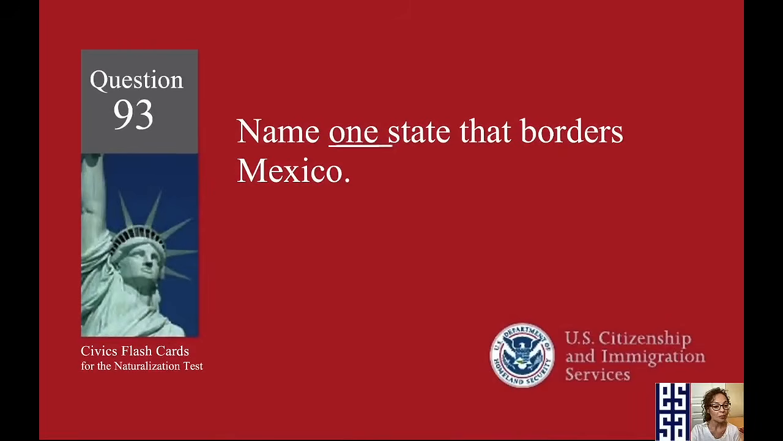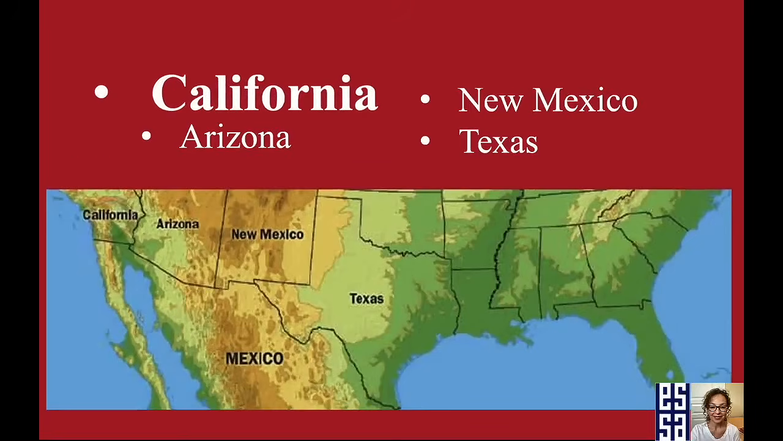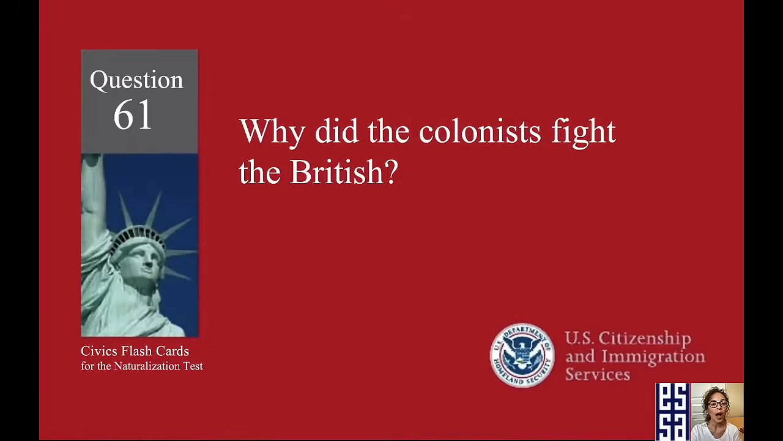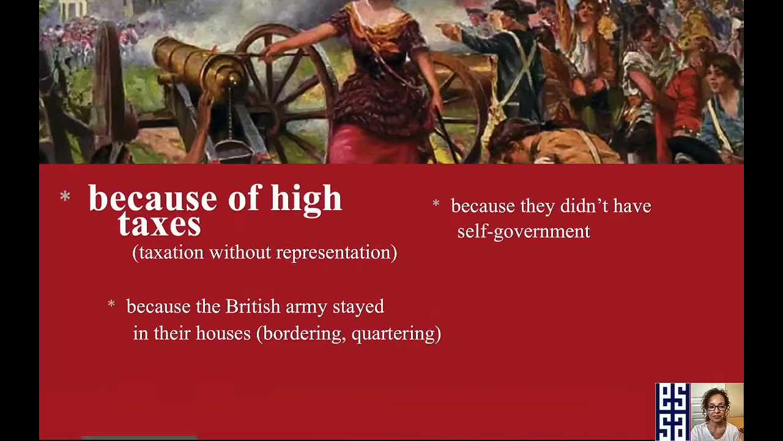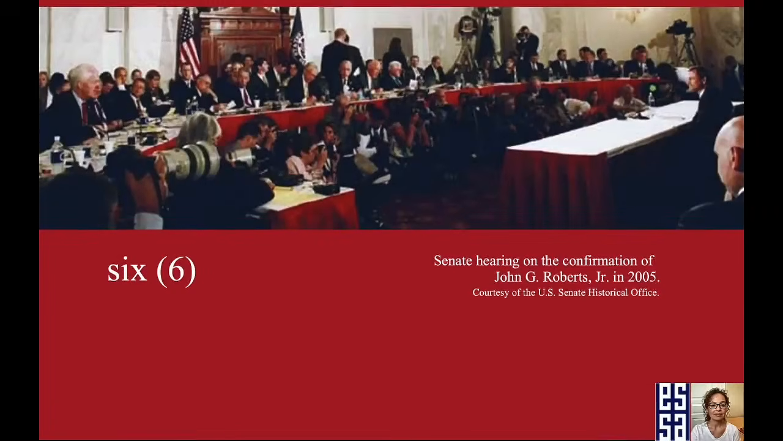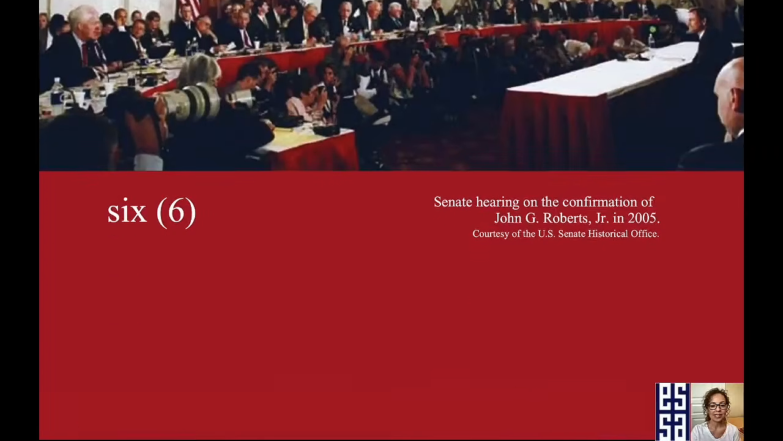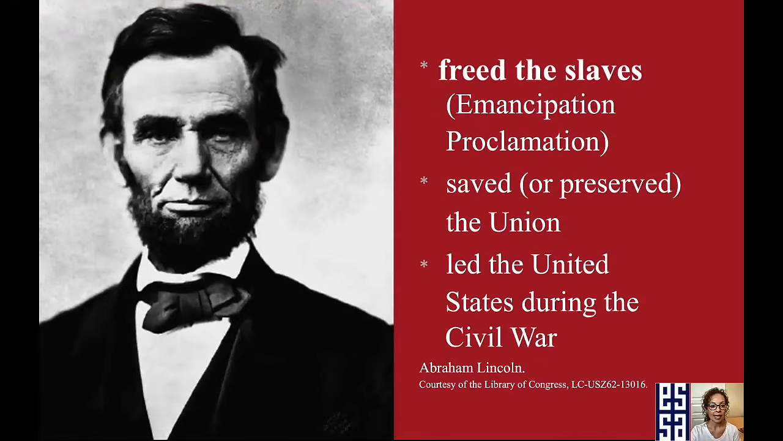Name one state that borders Mexico. California. Why did the colonists fight the British? Because of high taxes. We elect a U.S. Senator for how many years? 6 years for a senator. What was one important thing that Abraham Lincoln did? Abraham Lincoln freed the slaves.